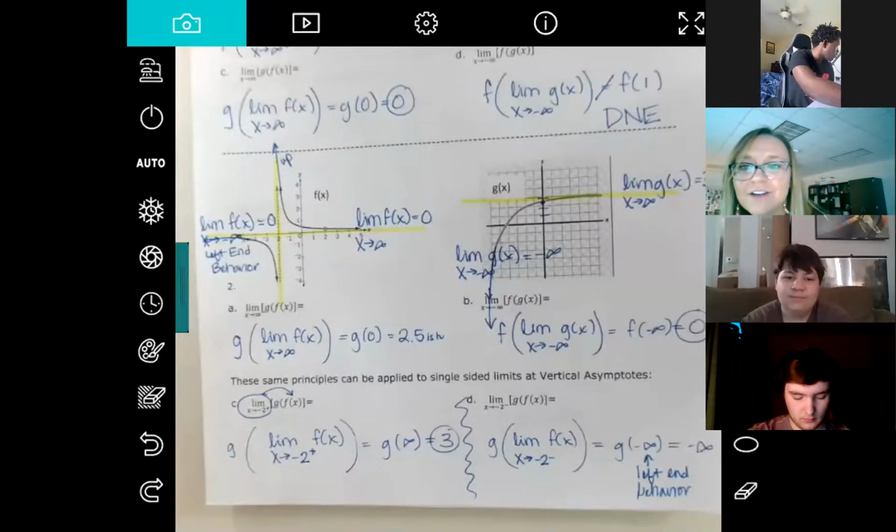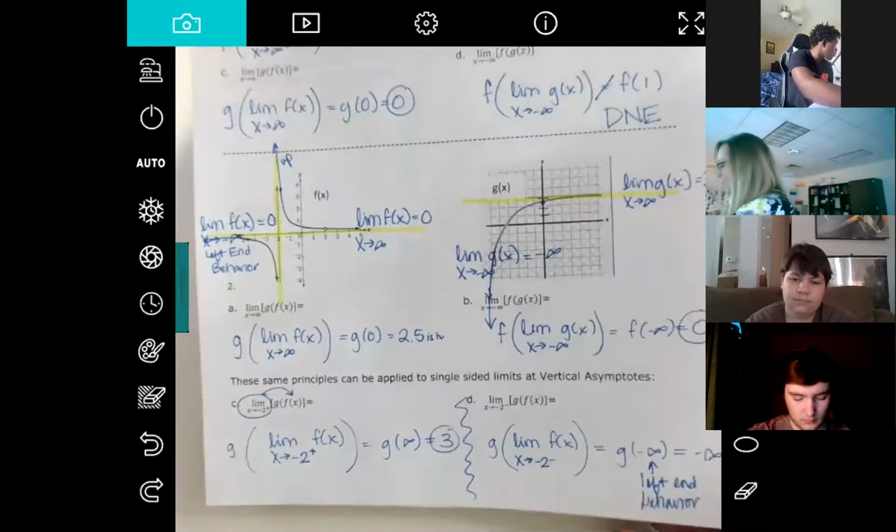f of x caps off at 0 because of the asymptote. Okay, hopefully that answered your question. If not, then just come back. I love to help, okay?